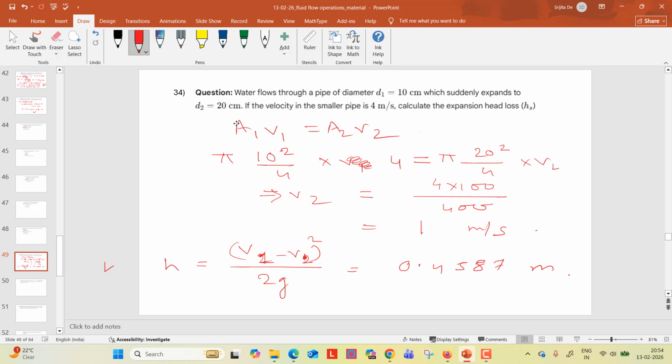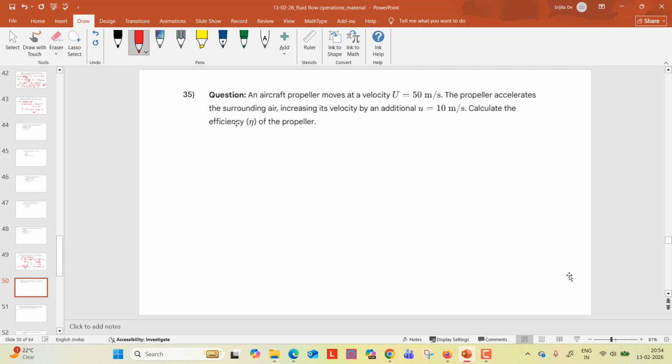Next, an aircraft propeller moves at a velocity u. The propeller accelerates the surrounding air, increasing its velocity by an additional u. Calculate the efficiency of the propeller.